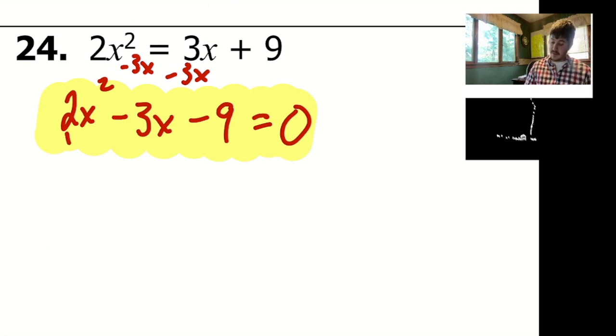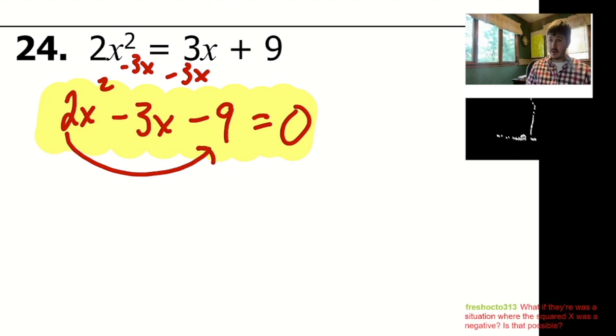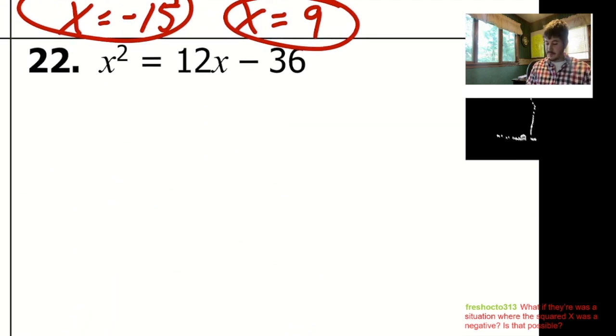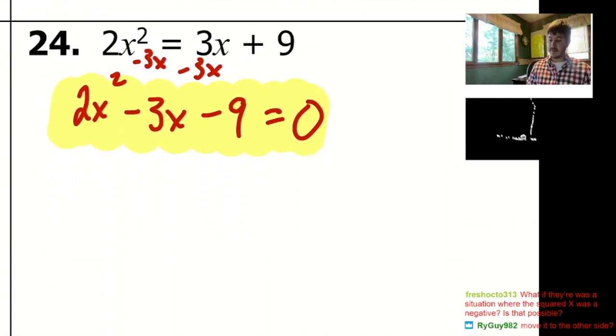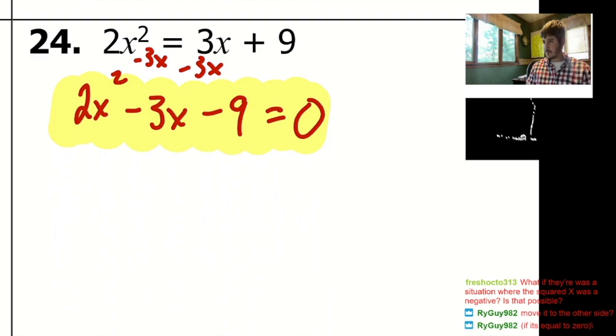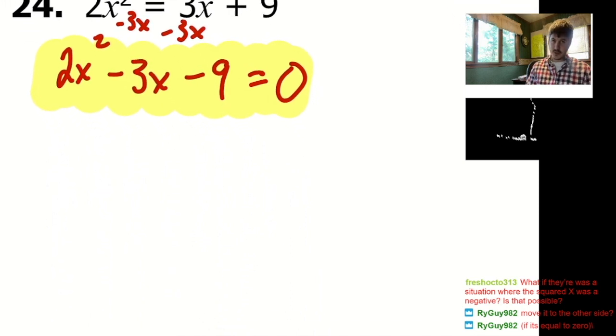So if you remember the AC method, which we just did a few moments ago, what if there was a situation where the squared x was negative? Is that possible? Yes. I'll get to that question in just a second. So what I'll do is I'll take a look at 22 and I'll just throw a negative in front of it. And yeah, that's one thing. You can move it to the other side. You could also flip the sign of everything. I'll show you what I mean. But I'll finish 24 first.